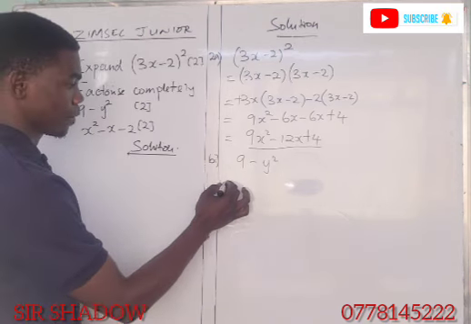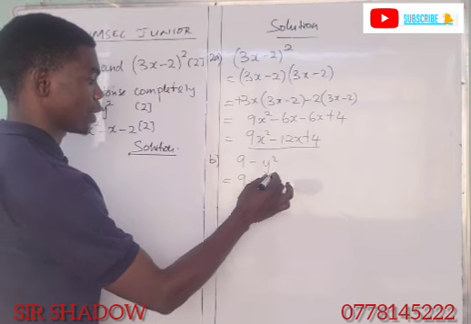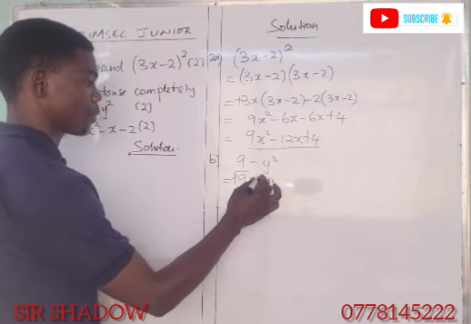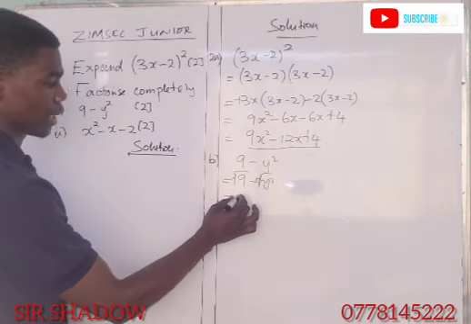So we are saying this is equal to 9 minus y squared. Let's find the square root of 9, which is 3.